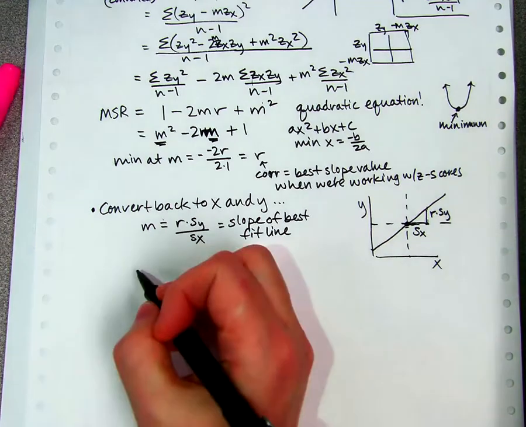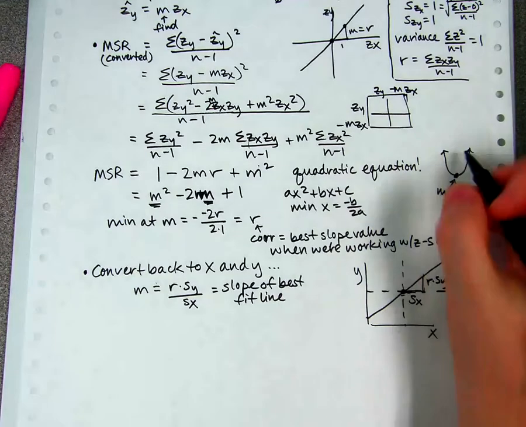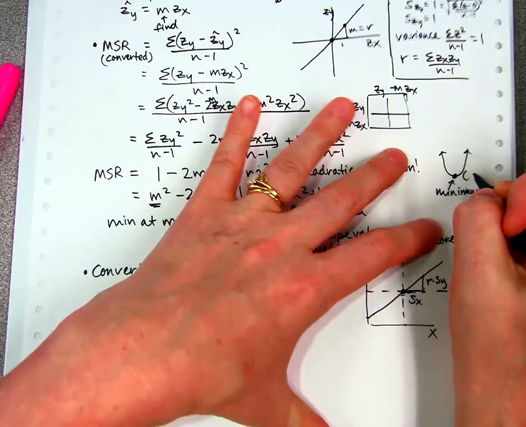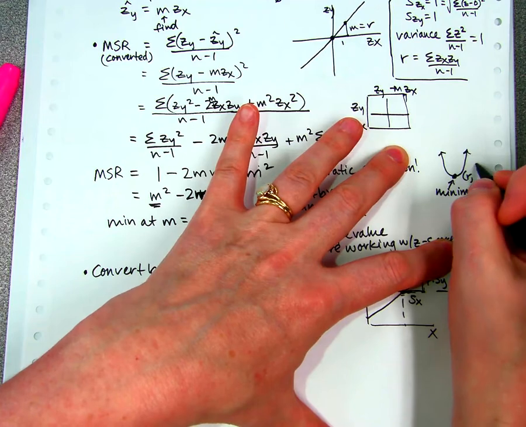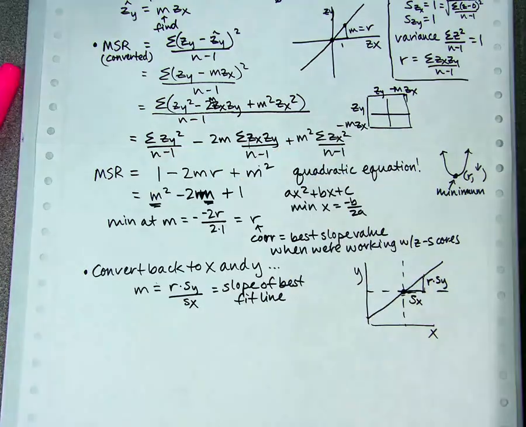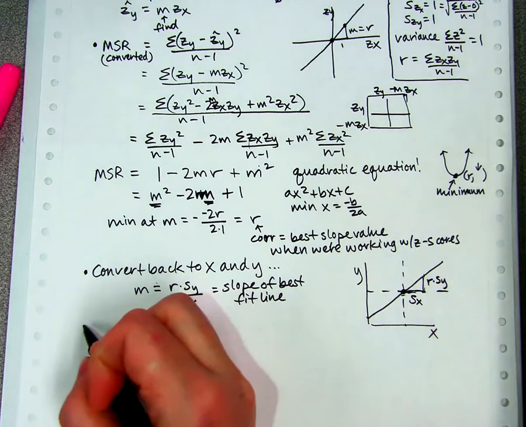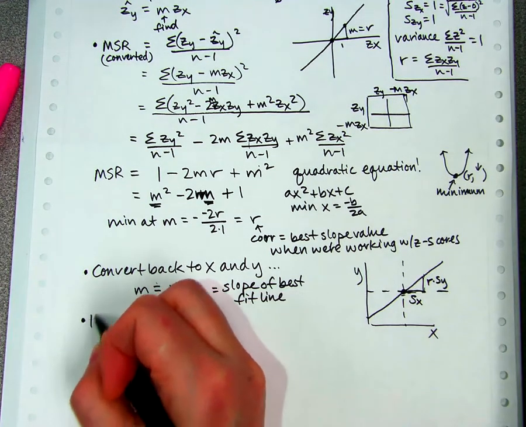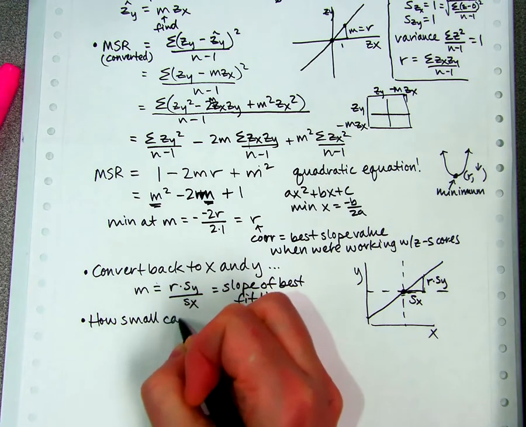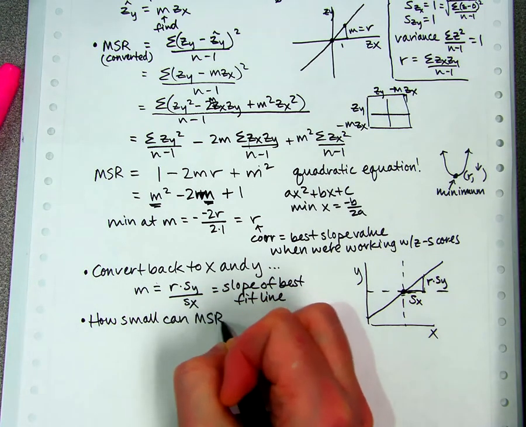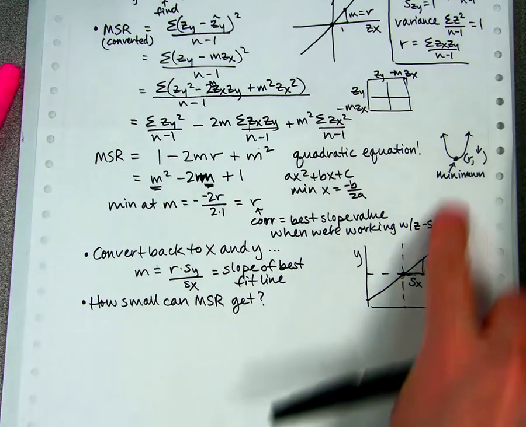You also can do one more thing with this, and that is look at that parabola again. And that vertex has an x value of r, but then the y value would be, how small can they get? Like this sum of squared residuals, how small can I make it? So this is the last little bonus piece. How small can the mean squared residuals get? And that would be the y value of my parabola.